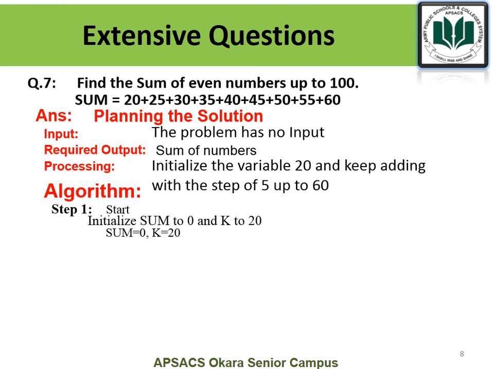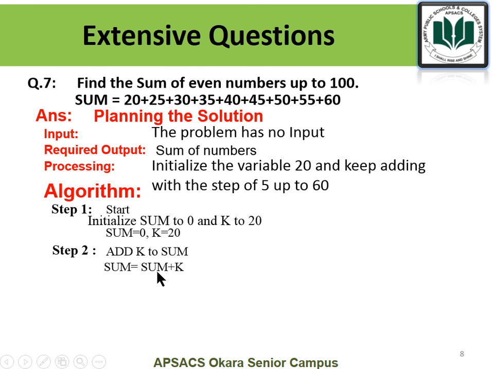So step 1, start. Initialize the sum to 0 and k to 20. We will be initializing the two variables, sum and k to 20. So sum is 0 and k is equal to 20. The next step, add k to sum. We will be adding the value of k to the sum. So sum is equal to sum plus k. The first value of k is 20 and the value of sum is 0. So 0 plus 20, answer will be 20.